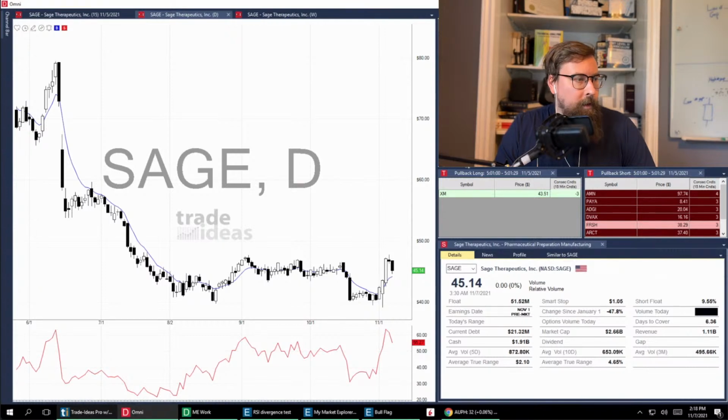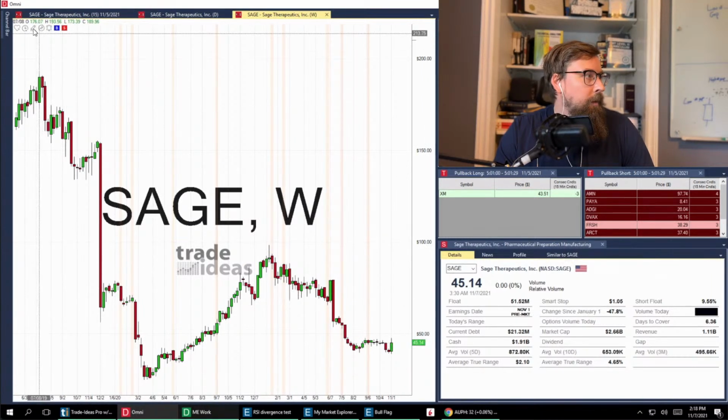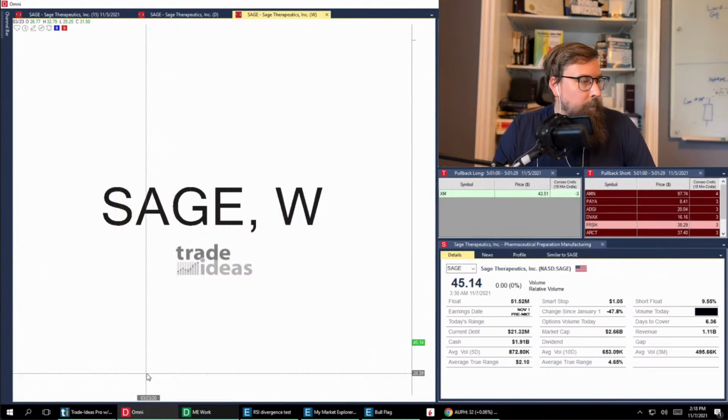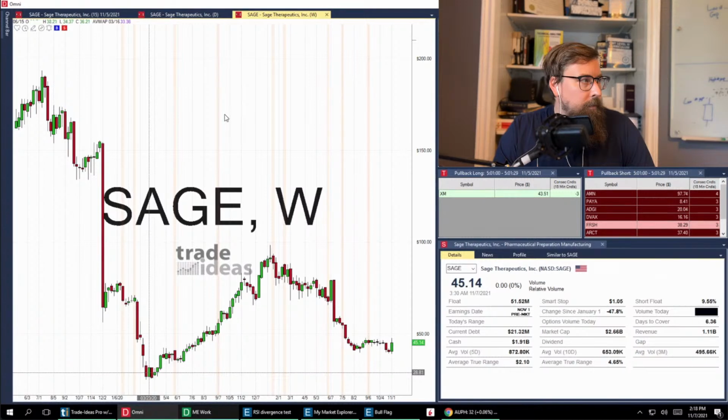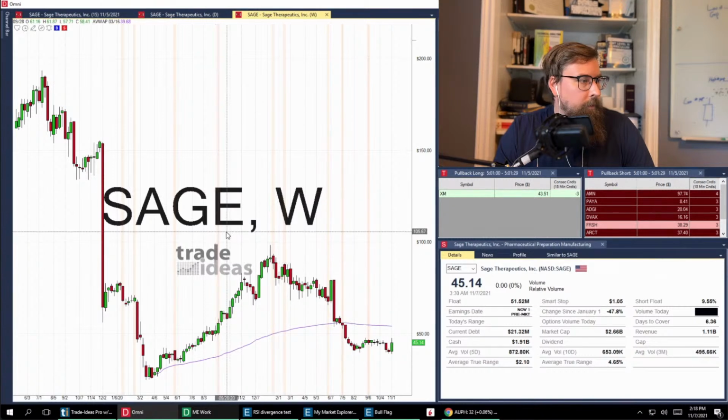That SAGE is kind of interesting. Let's look at the weekly chart. The weekly chart doesn't look much better, does it? But it is putting in a higher low on the weekly. Properties, show indicators. So it's got a long time there.